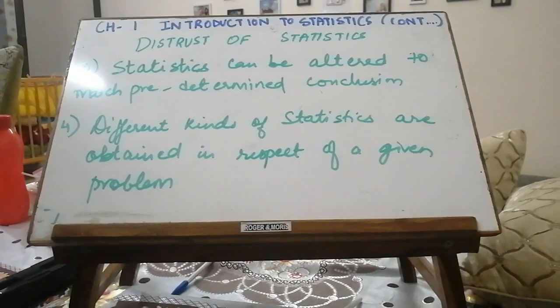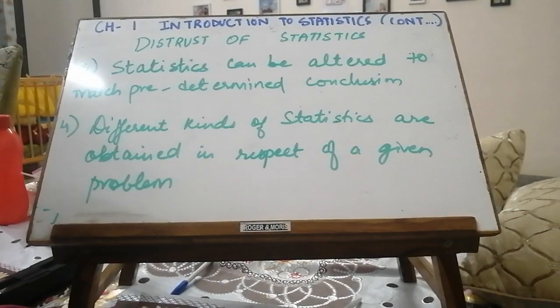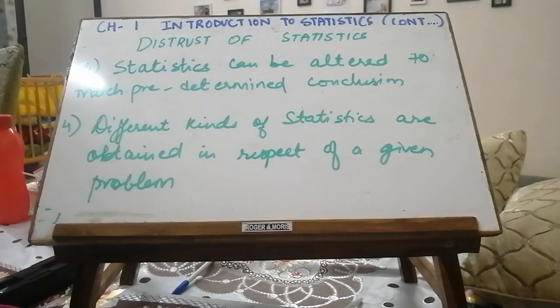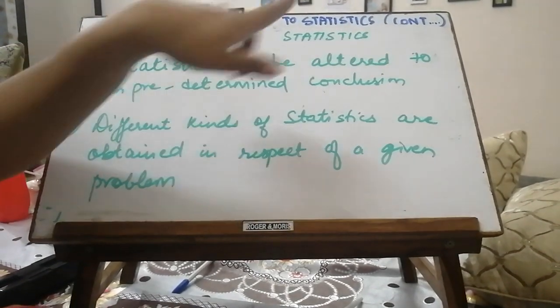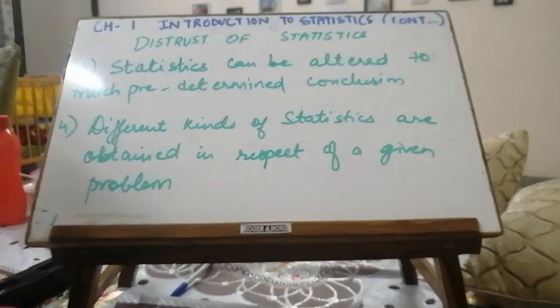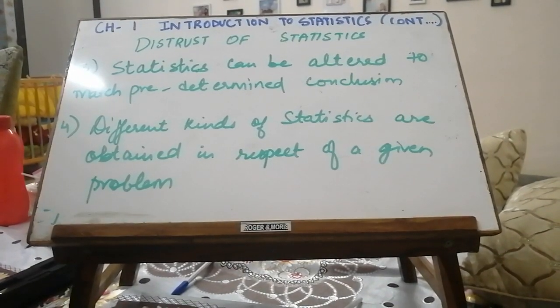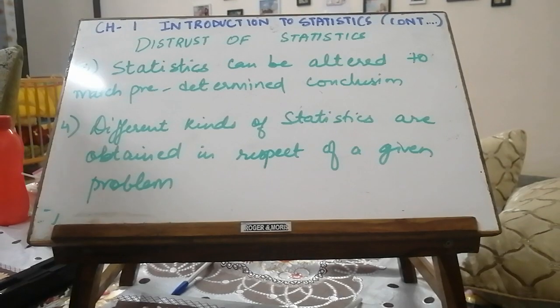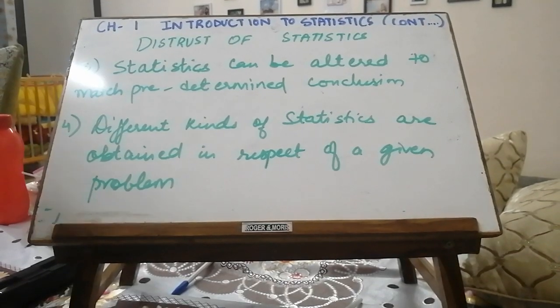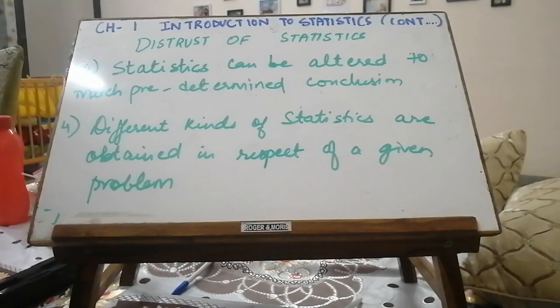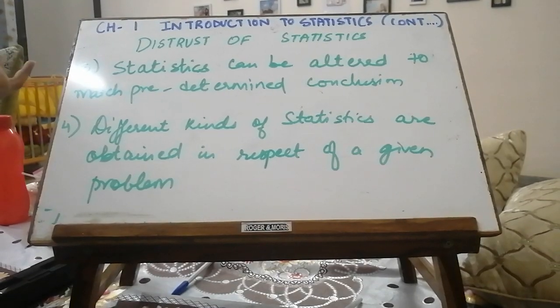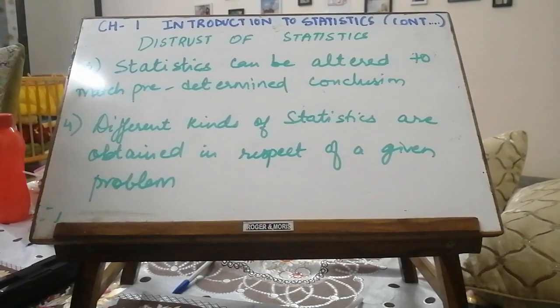Now the next 2 points here, again the causes of distrust of statistics we are discussing, are that statistics can be altered to match a predetermined conclusion. Now I want to show that the economy is growing, I want to prove it. So I will prove it because I'm an expert. I can easily manipulate the numbers in front of you. The same numbers, I can show it in a way that the inflation is going down, the GDP is going up, the economy is doing well. So it can be easily done. Experts can easily misuse it.